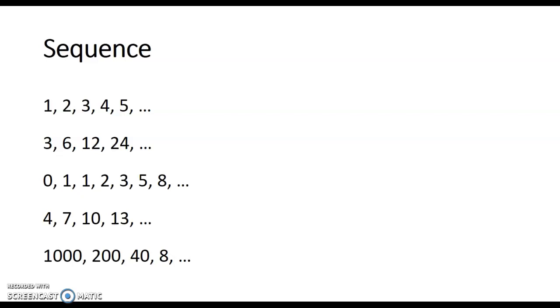So the first one is quite easy. As you can see, it's basic counting numbers. So there the rule is simply adding 1 to the previous value to get to the next one. What about the second one? 3, 6, 12, 24. Well, in this case, we are multiplying the value by 2 to get to the next one. So the next value in this sequence would be 48.